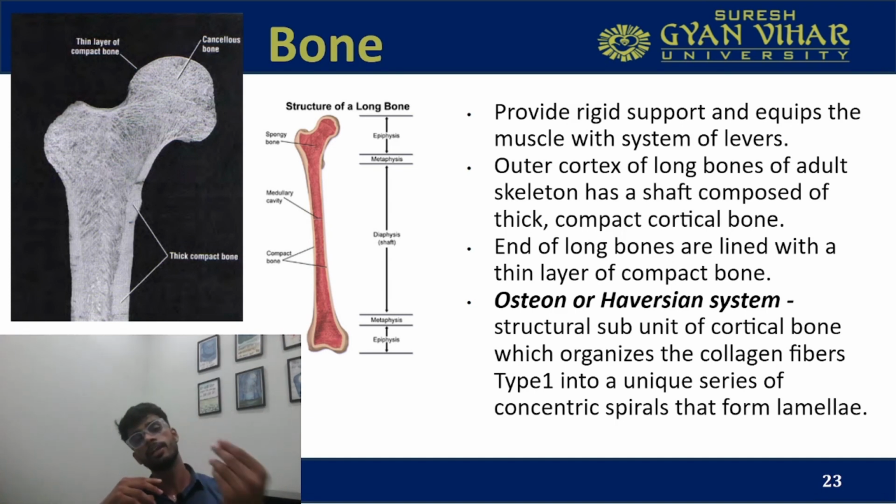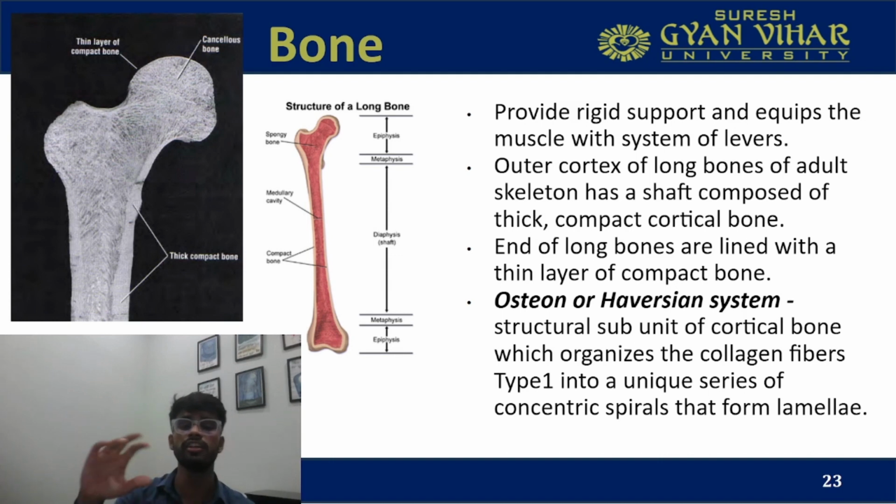They are present in the bone to provide stability, and they are arranged in a unique series of concentric spirals. These spirals are actually called lamellae. We will be referring to this collection of type 1 fibers as lamellae in the osteon or Haversian system.